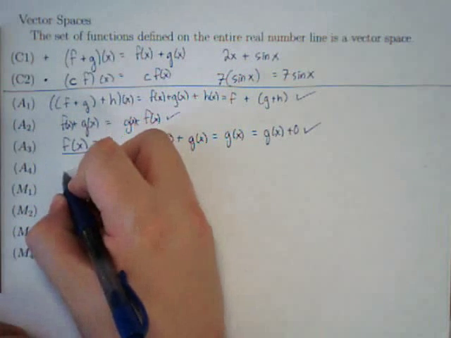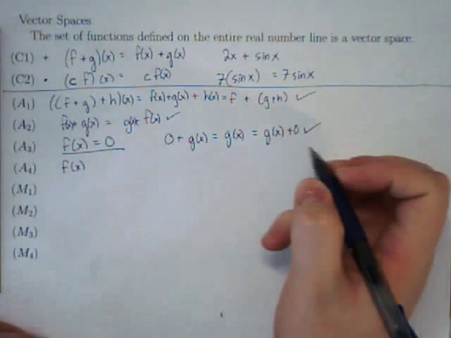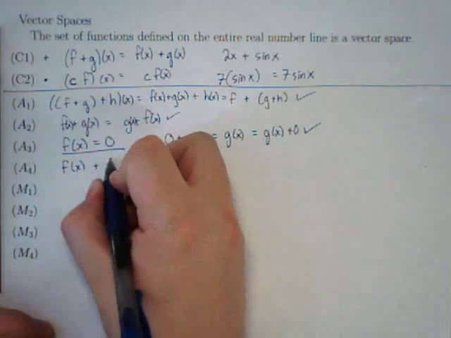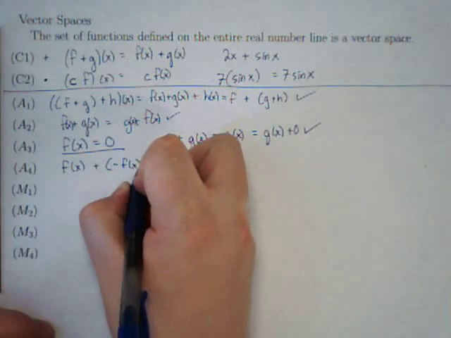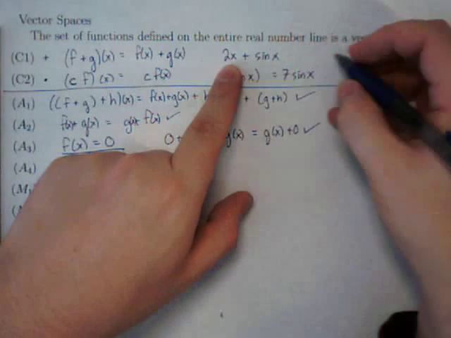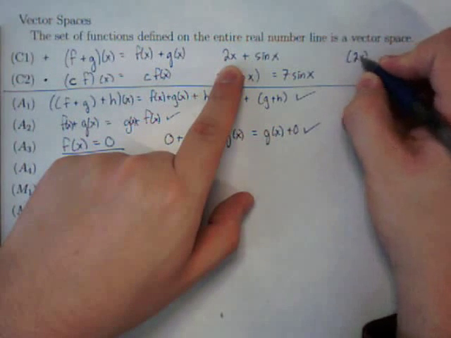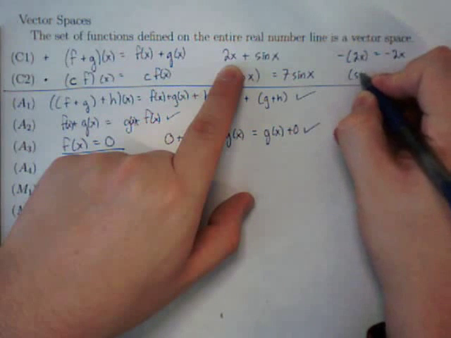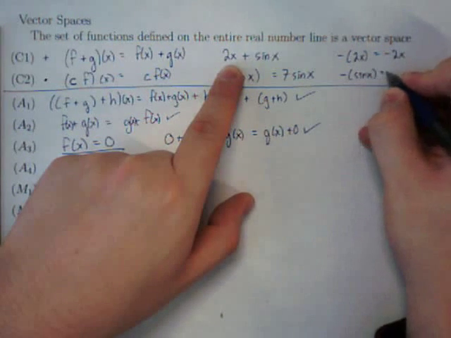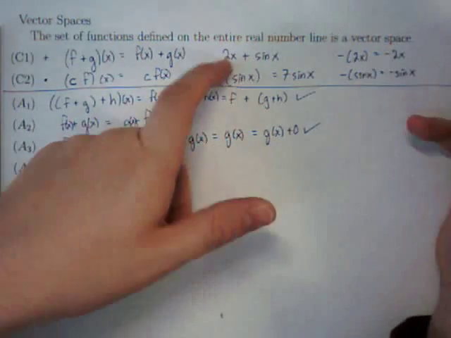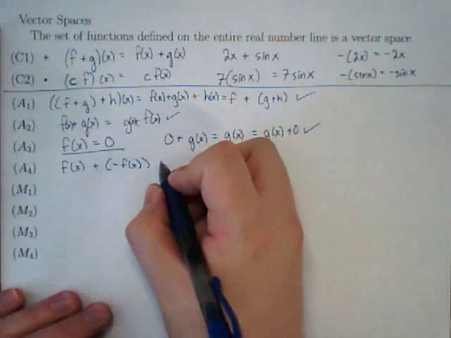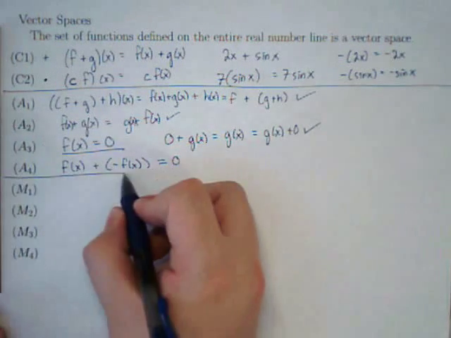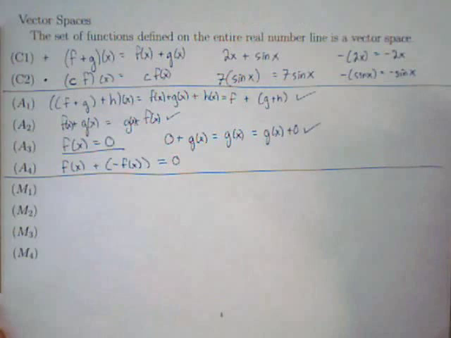The fourth property says if I start with a function, there is a way to create the inverse. The inverse is negative f of x. So for example, up here, the inverse of 2x is negative 2x. The inverse of sine x is negative sine x. In other words, it's just simply multiplying by negative 1, and if I add those together, I get the 0 function. That completes the 4 axioms related to vector addition.